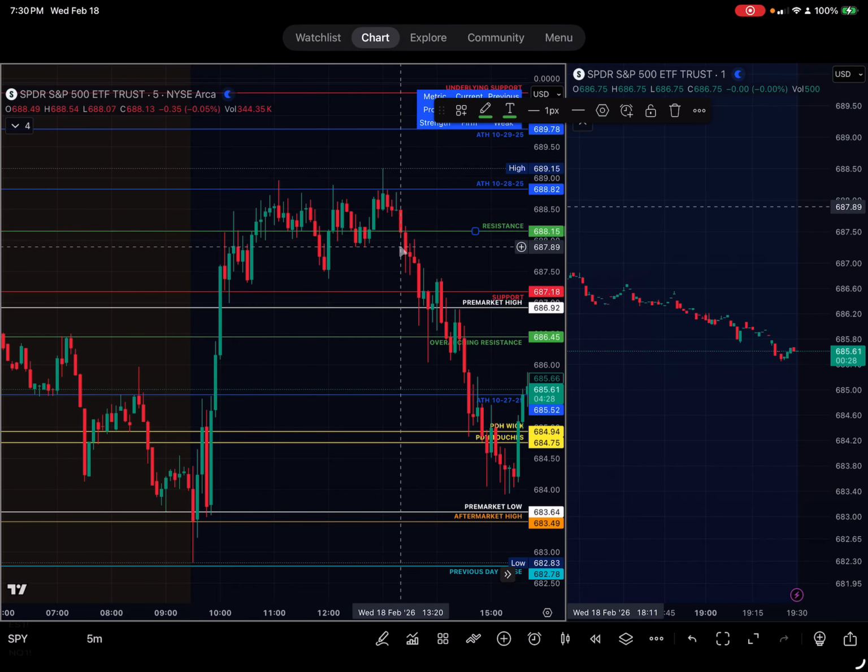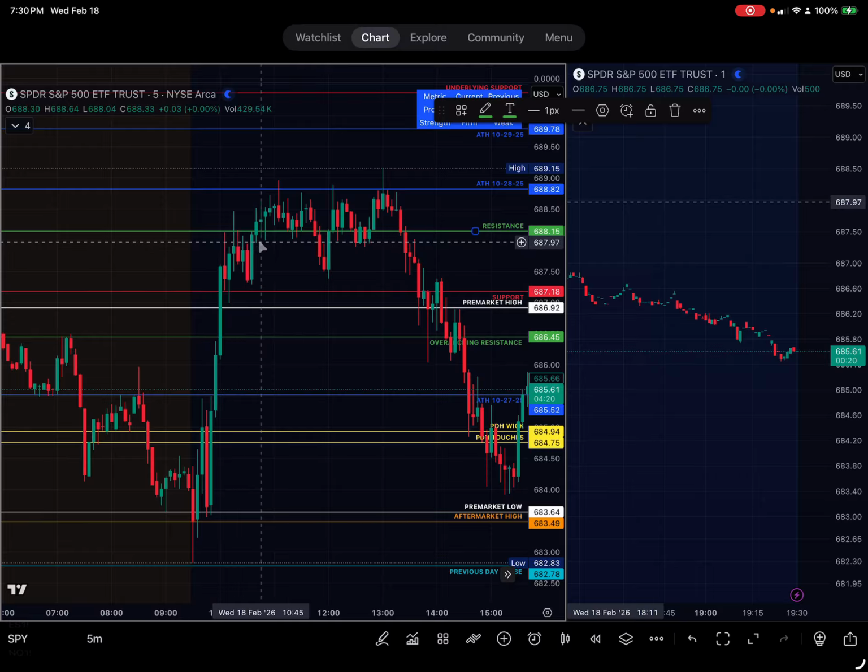One could argue that the level could have been with real price time. We could have moved it down to 687.90. I held it at 688.15, being that those two red wicks had rejected it. However, we're in very strong bullish structure.